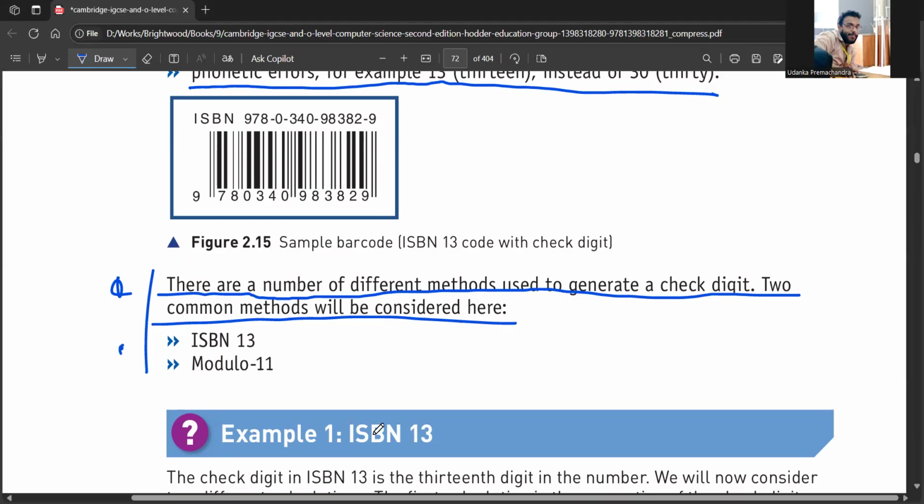They are ISBN and modulo. There are many methods. The two common methods that will be considered here: the first one is ISBN 13, another one is modulo 11. Here we mention two common methods, ISBN 13 and modulo 11.